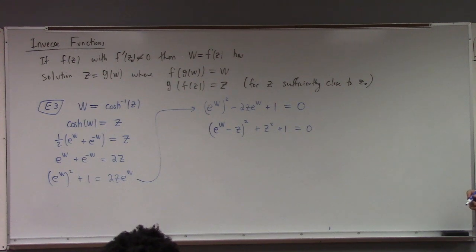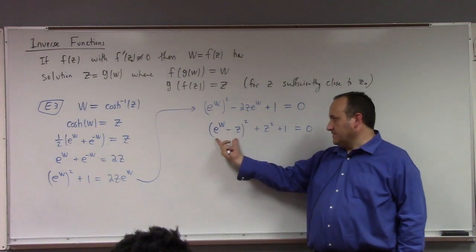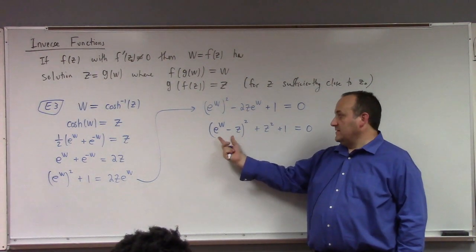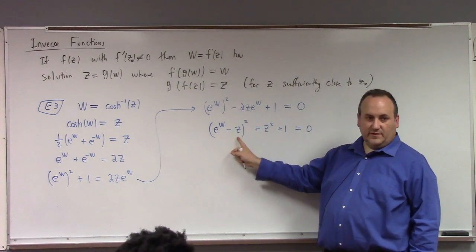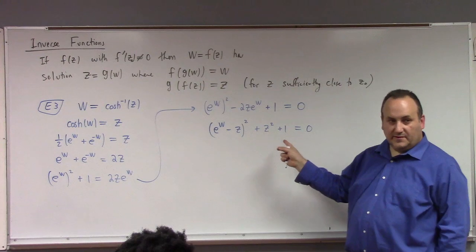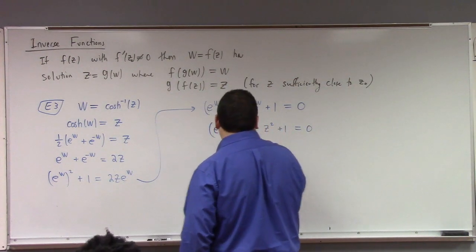My bad. Not plus z squared, but what? So if you FOIL out the square I just wrote, if you multiply this out, what do you get? You get back e to the w squared minus this term, plus a z squared. So to be fair, I don't add z squared here. I have to subtract it, right? But that's just completing the square.